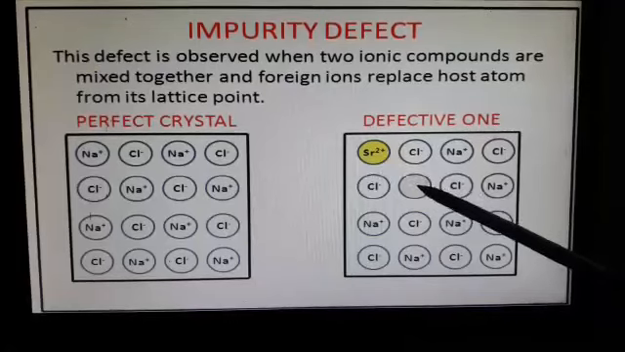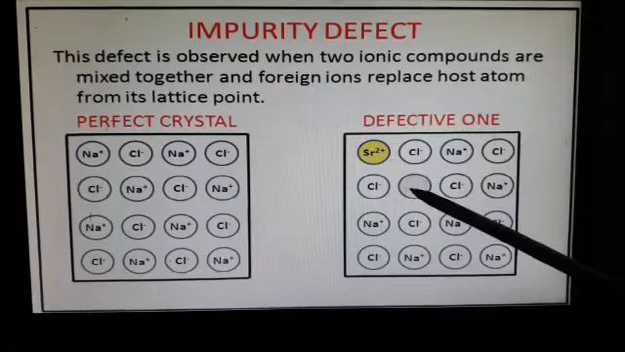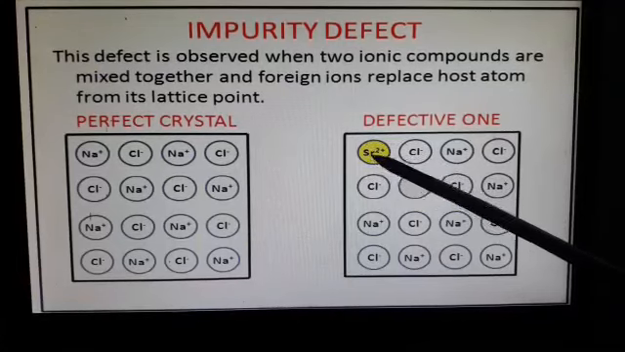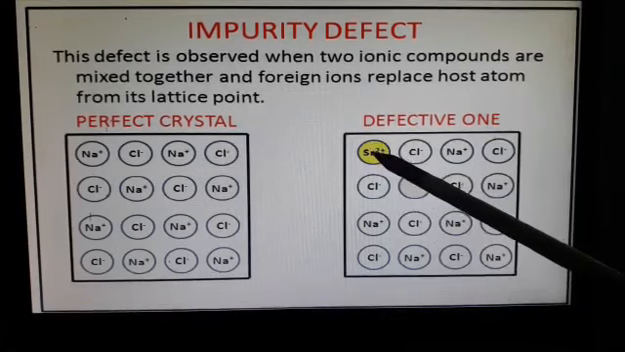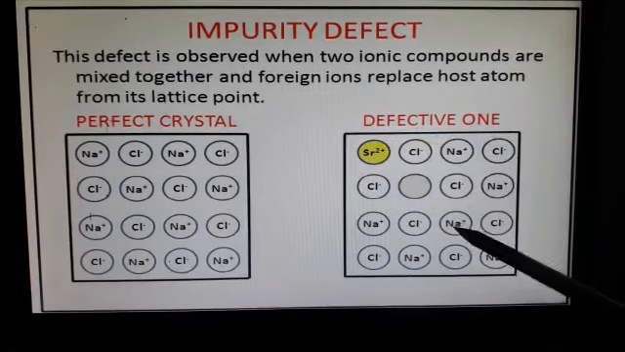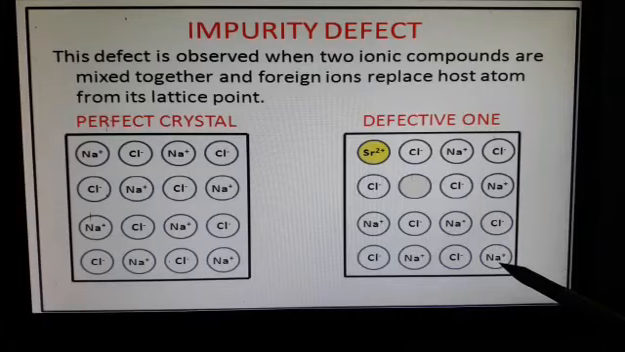So here 1 Na is absent, the second Na is absent, 2 Na are missing, and to maintain electrical neutrality, this one is Sr2+. Now count the total positive charge: 2, 3, 4, 5, 6, 7, 8. 8 positive charge, 8 negative charge, electrically neutral. But the total number of cations is 7 and the total number of anions is 8. The ratio is 7:8. This is not stoichiometric. So impurity defect is simple. Impurity means mixing.